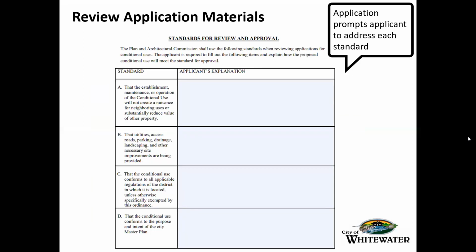So I highly recommend you look at your application materials. Make sure that you are prompting the applicant with the application form to address each of your ordinance standards. So this community has 4 simple standards, and they have space for the applicant to respond to that standard, to show that they have an explanation how they meet that standard. Remember, it is the applicant's burden of proof to provide that information.